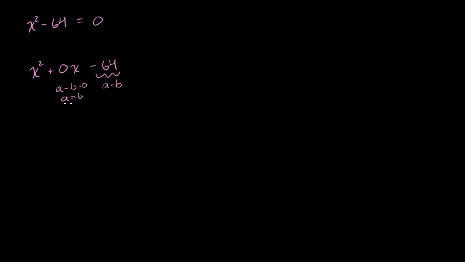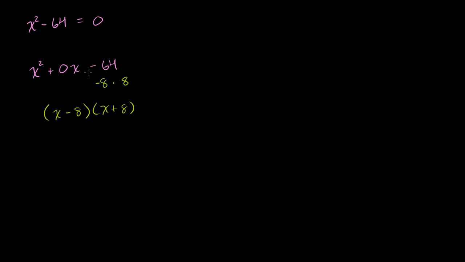So what can it be? Well, 64 is exactly 8 squared, but it's negative 64. So maybe we're dealing with one negative 8 and one positive 8. And if we add those two together, we do indeed get 0. So this will be x minus 8 times x plus 8.